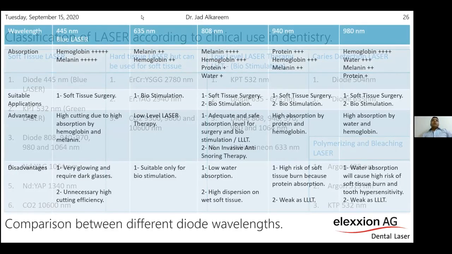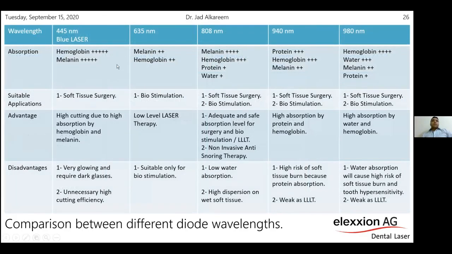Right now, I will give more focus to differentiating between the different wavelengths of diode laser. If we go for the blue laser, which is 445 nanometer, it has a very high absorption into the melanin and the hemoglobin. The suitable application for it is mainly soft tissue surgery.